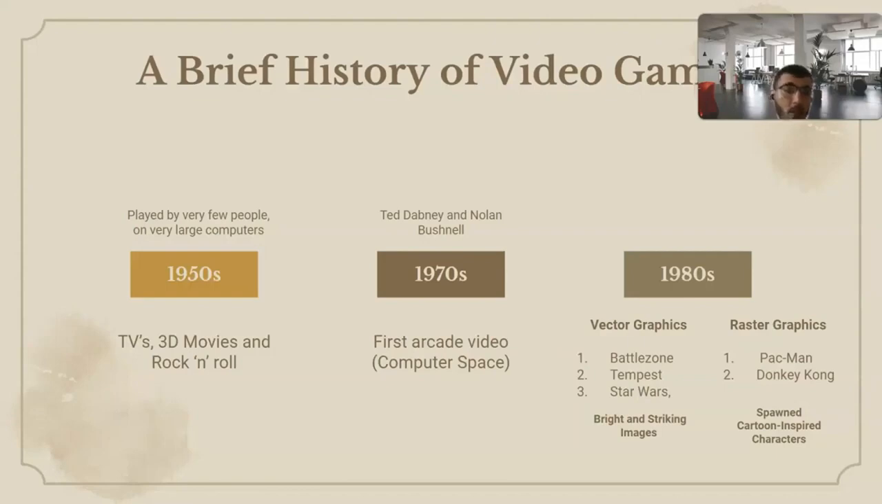And then in the 1980s, we saw the development of games that use vector graphics and raster graphics. Vector graphics are games that use bright and striking images, such as Battlezone, Tempest, and Star Wars. And then raster graphics are games that use cartoon-inspired characters, such as Pac-Man and Donkey Kong.